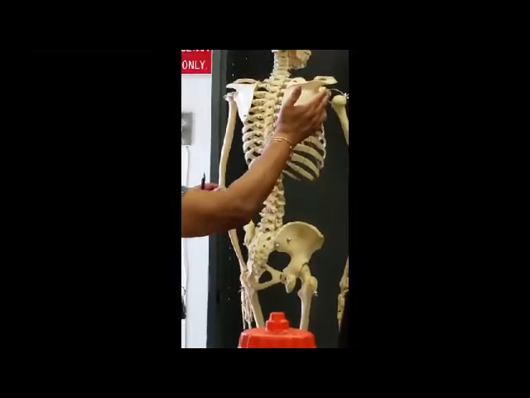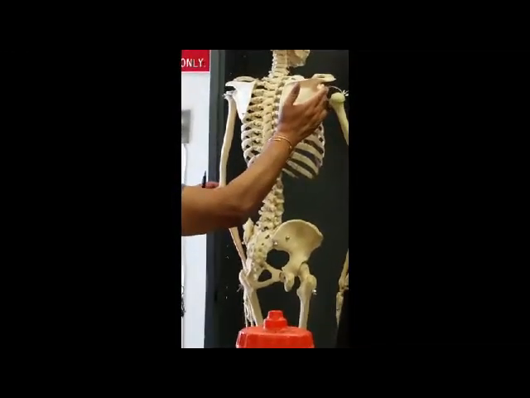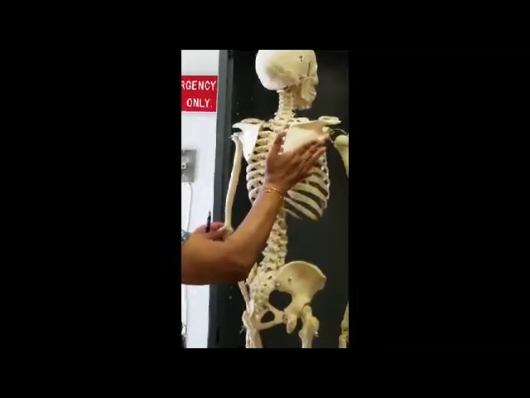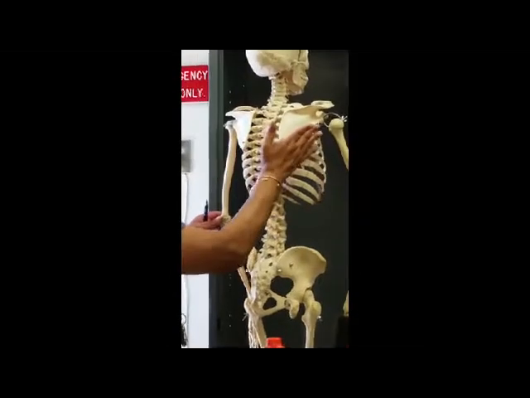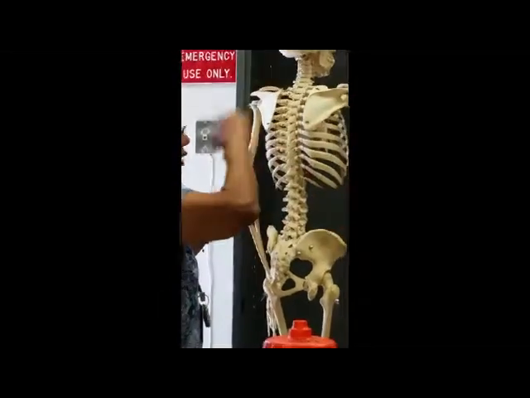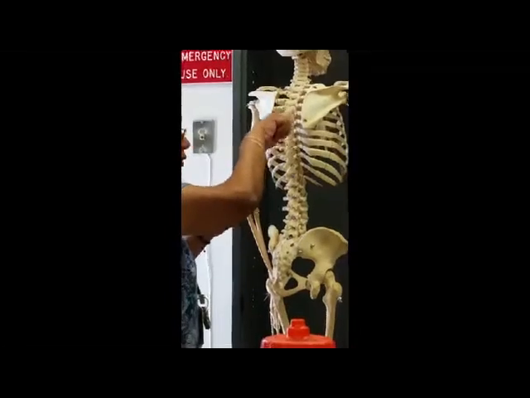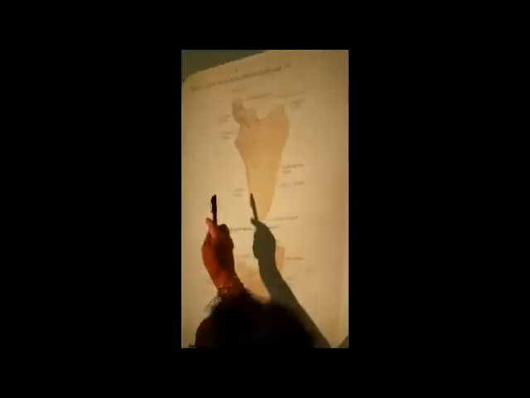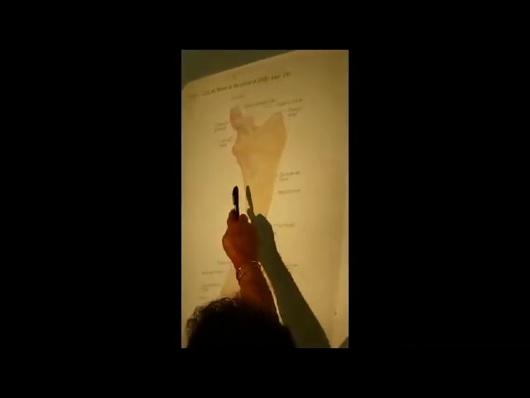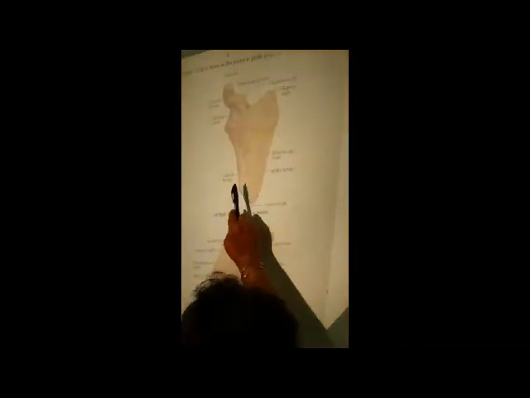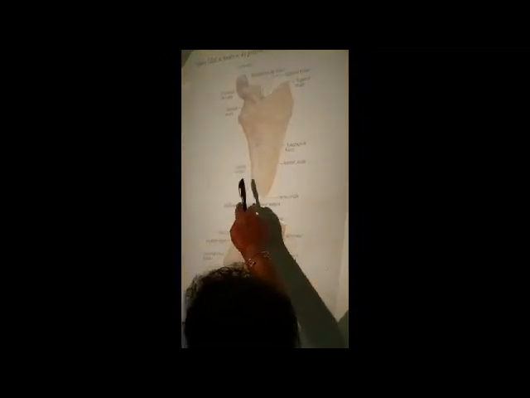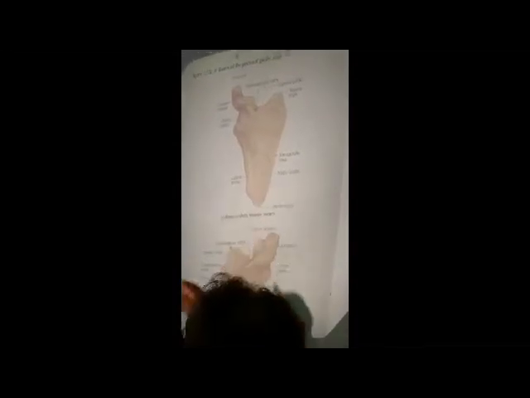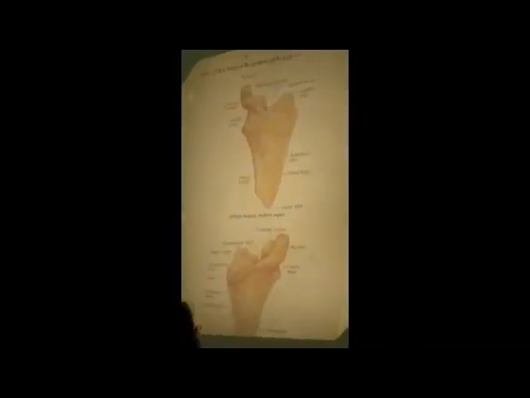Here is the glenoid cavity. The border that is closer to the glenoid cavity would be the axillary or the lateral border, and the border opposite would be the medial or the vertebral border. The border that is close to the humerus, which sits to make a joint, is the lateral or axillary border. Opposite to that is the medial or vertebral border, away from the glenoid cavity.